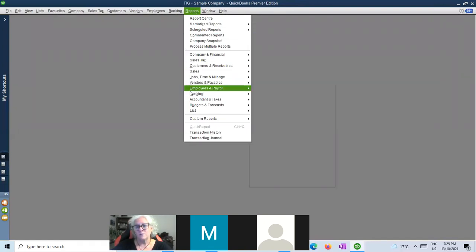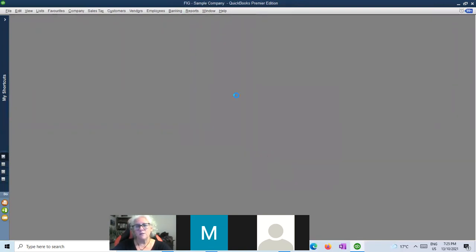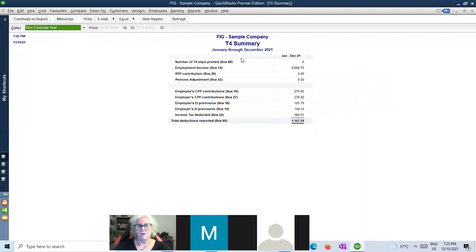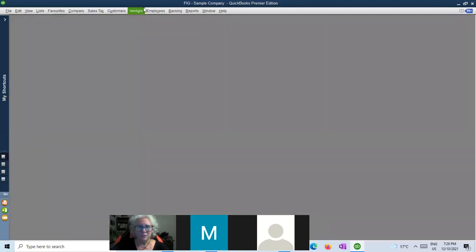I can also come to employees, payroll, and there's my T4 summary, and it will be exactly the same. Notice how I can't change the dates on this one. So sometimes I use the PD7A if I'm doing a little troubleshooting, but it would be the same on this T4 summary.